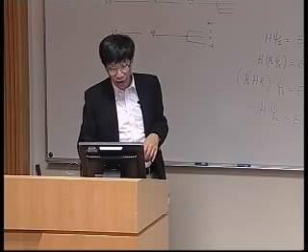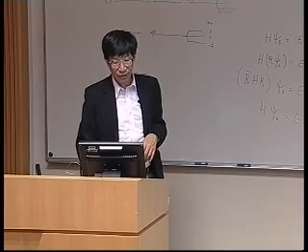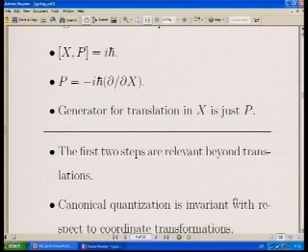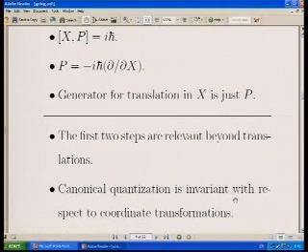So I will just argue in 3 steps. The first 2 steps are actually more general questions, and have nothing to do with translations. And in fact, you can state it in the following form in the bottom bullet, that canonical quantization is invariant with respect to coordinate transformations. Okay?